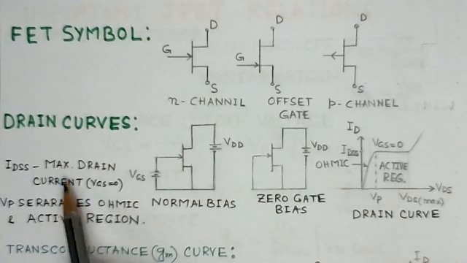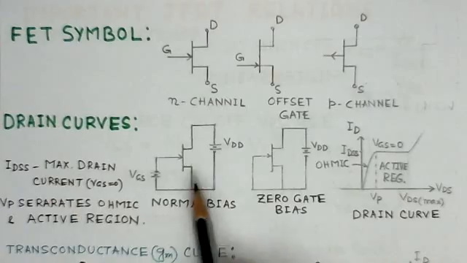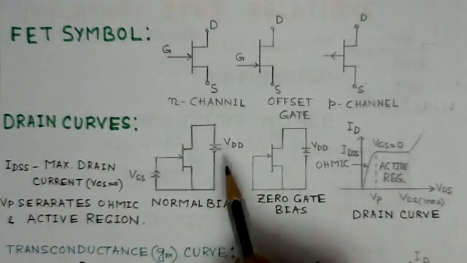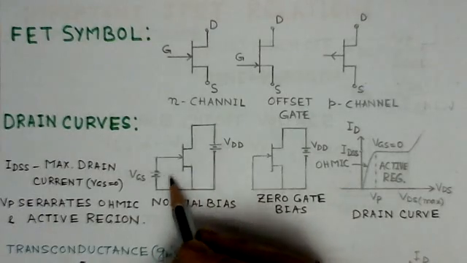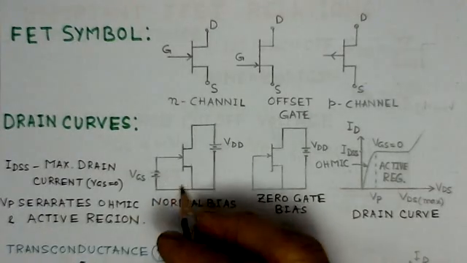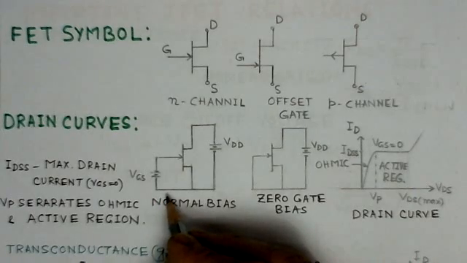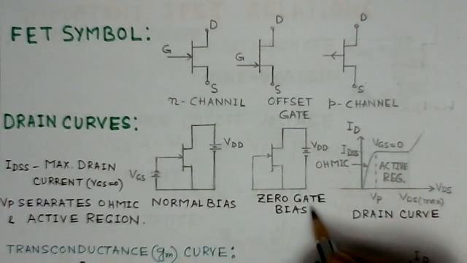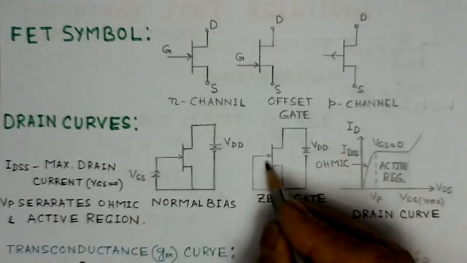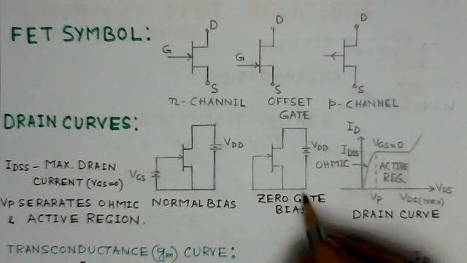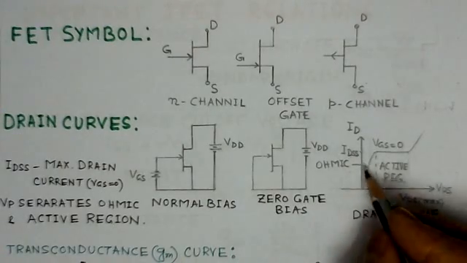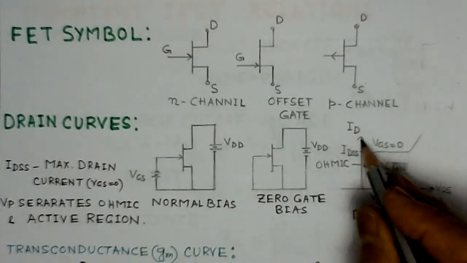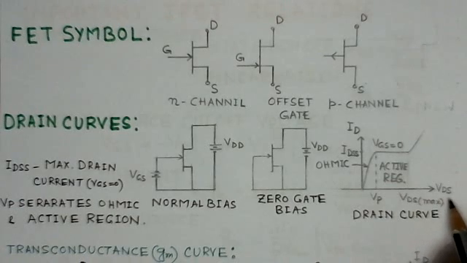Now this indicates the drain curves. This is the junction FET. VDD is the drain supply and VGG is the gate supply. Here VGS is taken as 0. This circuit has 0 gate bias. And you can observe here the characteristic between ID and VDS, the drain to source voltage.